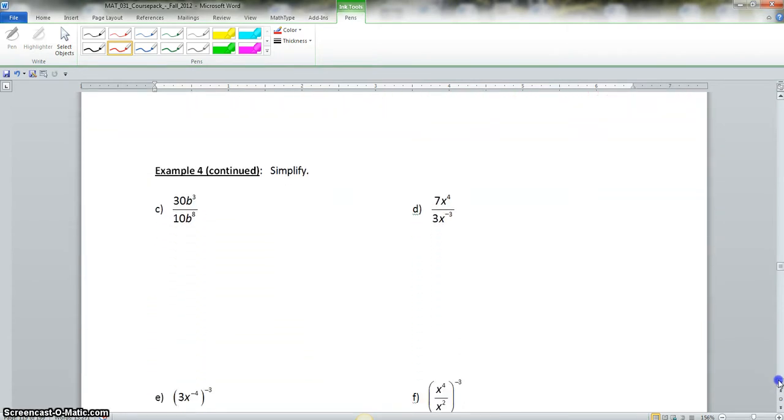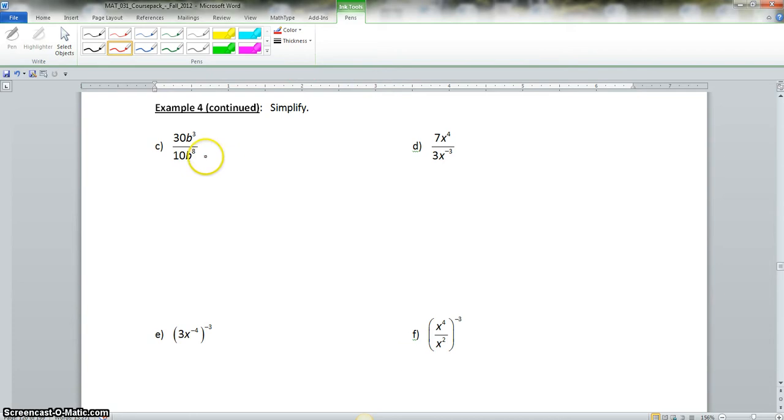Now we scroll down here. We have example 4. Now, what we have here is this here. What's 30 divided by 10? You're correct, it's 3. Now b to the 3rd over b to the 8th. We have our base, which is b, and then it'll be 3 minus 8. So we have 3 b to the negative 5 power, and this will become 3 times 1 over b to the 5th power.